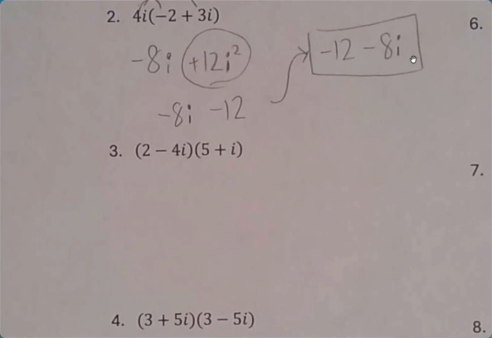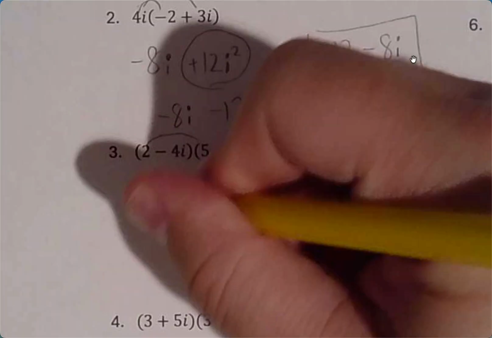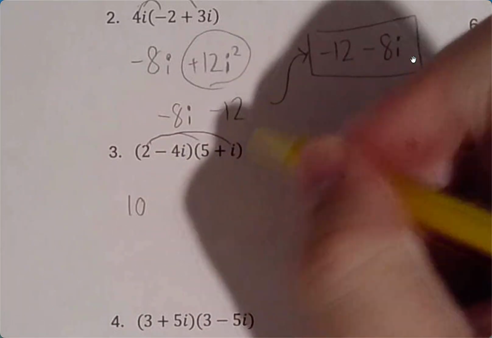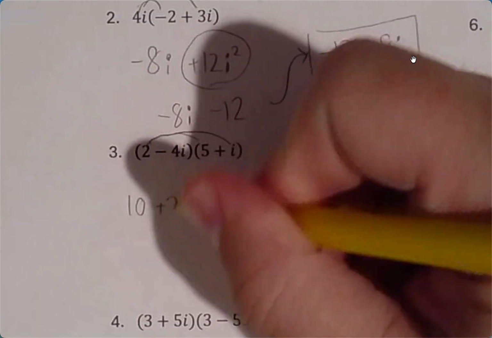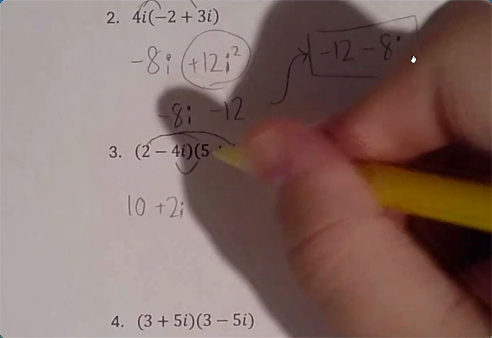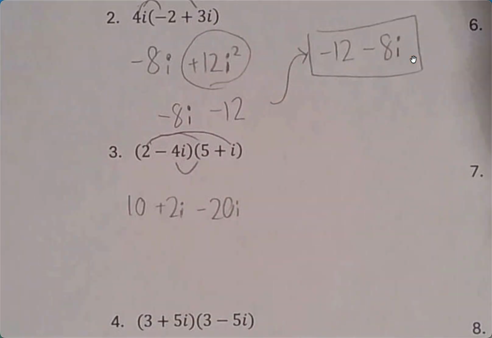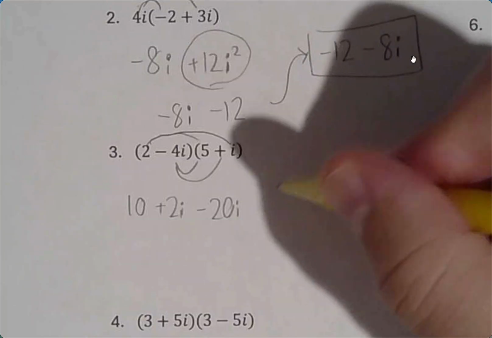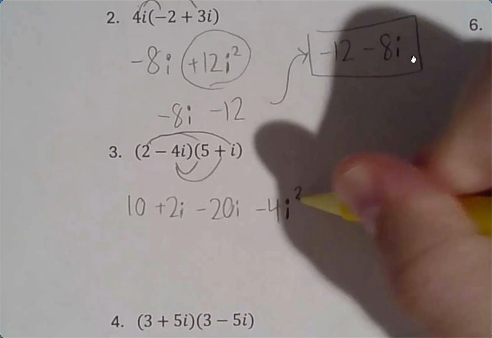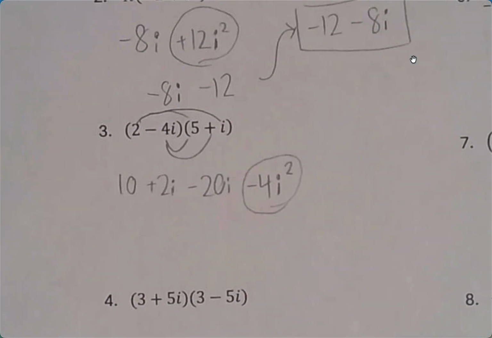We've got some foiling to review now. So first we've got 2 times 5, that's 10. Then we've got the outer, the farthest left, farthest right. 2 times i is 2i. Nothing shocking so far. I then have the inner, negative 4i times 5, and that's negative 20i. And then I've got negative 4i times positive i, which is negative 4, and then i squared. Now once again, once I encounter my i squared, I'm going to circle that term.